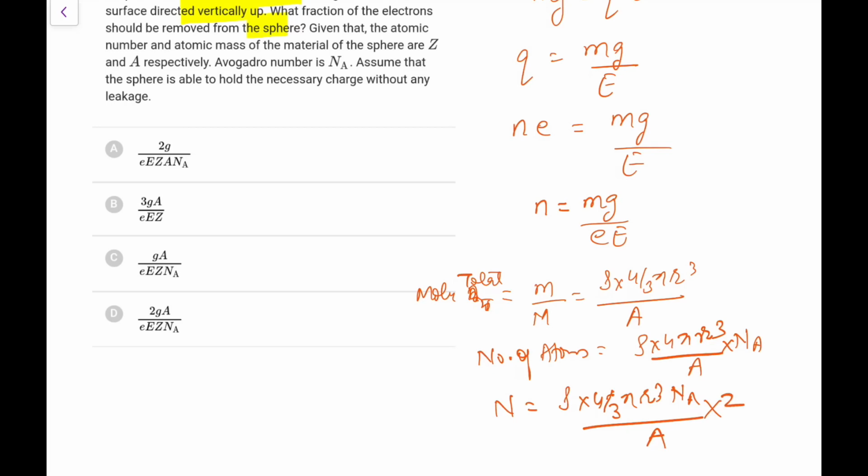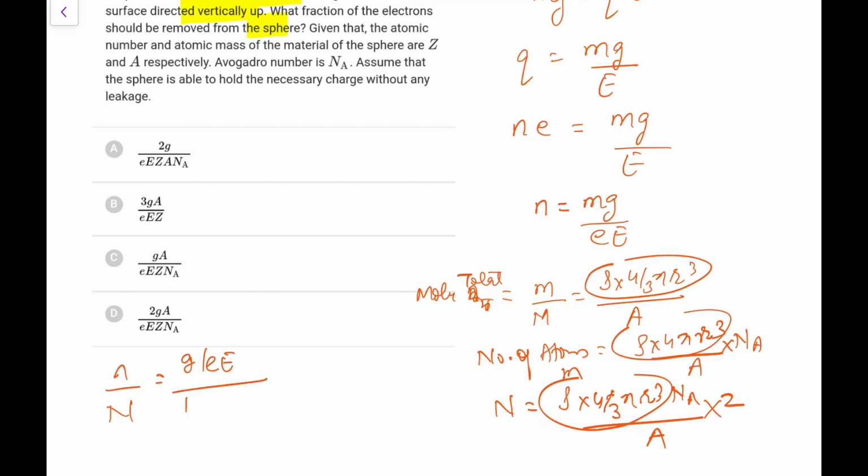So what we have, this n by n would be m. Okay, I can write this m only. Why I have written it, it would be easy, let it be m only, so it will cancel out. So m and m cancel out, it becomes G upon E, and here it becomes NaZ upon capital A. So what it becomes, G times A upon E Na Z. So what is the option that is looking closest to it? I am getting option C here.